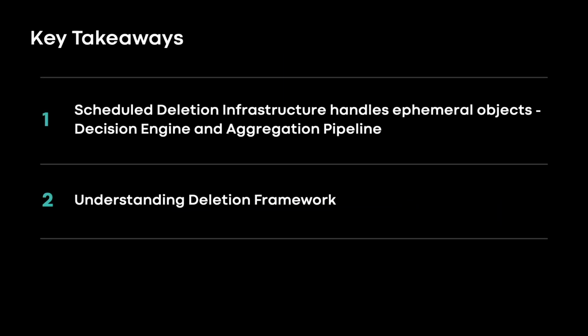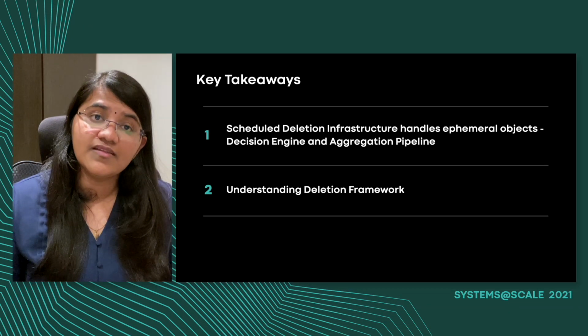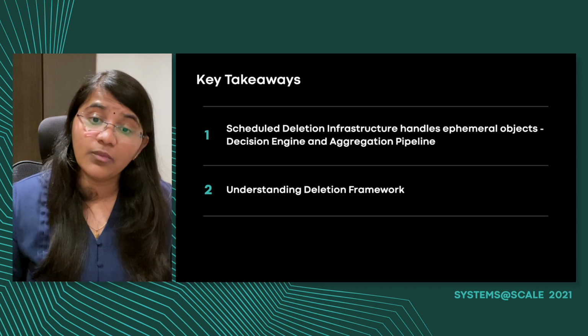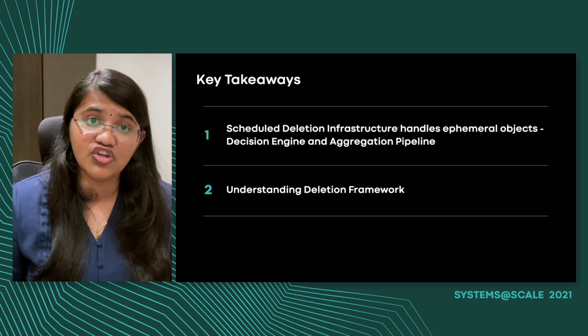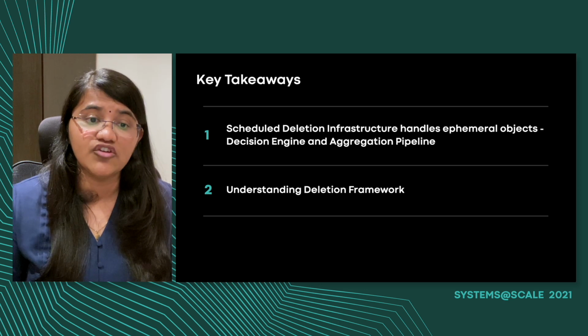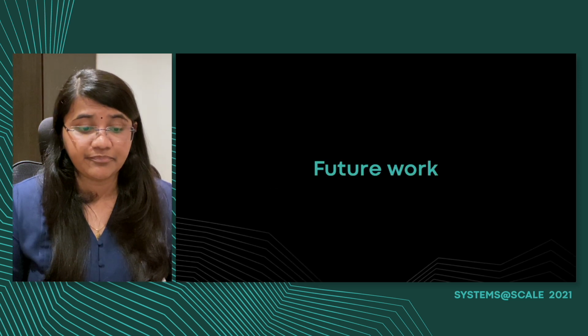Now, let's go through the key takeaways from this presentation. The key takeaways from this presentation are that we understood how we handle the deletion of ephemeral objects at Meta. We went through the scheduled deletion infrastructure, which uses the decision engine and aggregation pipeline to determine when to delete the ephemeral objects. Next, we spoke about deletion framework, which handles the deletion of the object.